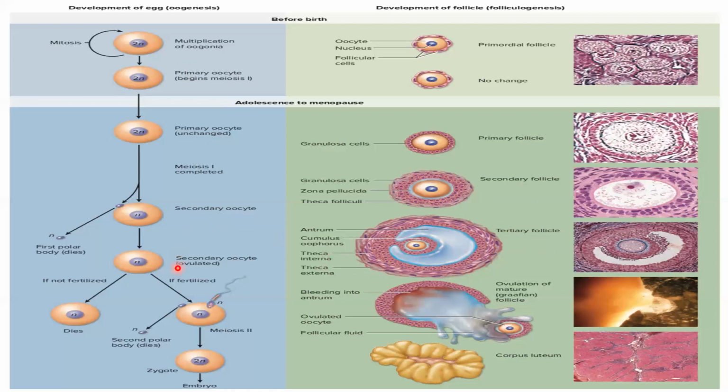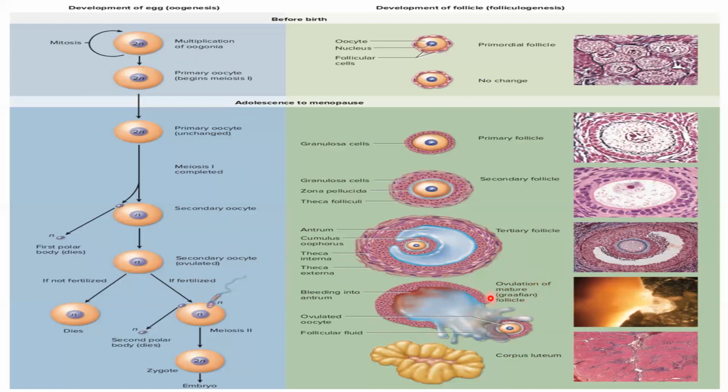Here the secondary oocyte will get ovulated. Now when it gets ovulated, what happens? You can see here. The theca externa and theca interna will break and the ovum is coming out. At which stage is it coming out? It is coming out at this stage, secondary oocyte stage. This is the follicular fluid. There is some bleeding in the antrum, and this follicle, now a mature follicle, is known as Graafian follicle.